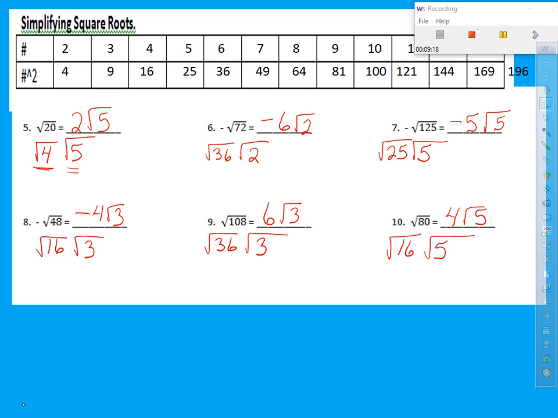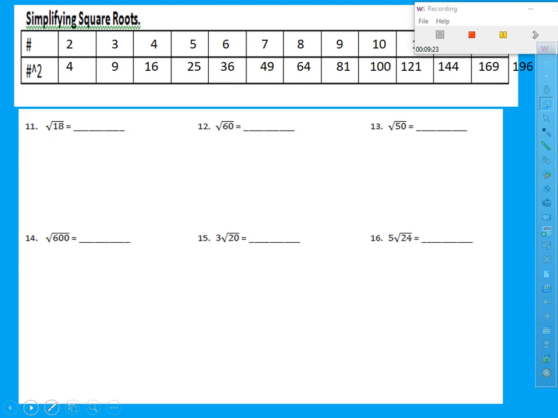Now what I did in class, guys, is I had your classmates do 11, 12, 13, and 14. We'll just click right through them. You can pause the video right now and try them before I fly through the answers. But 18, I'm going to think of as the square root of 9 times the square root of 2, which is going to leave me 3 radical 2.